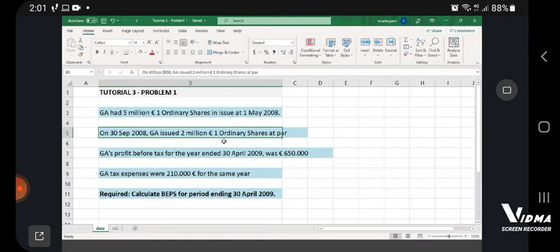We have the profit before taxes for this company. It is 650,000 euro. And we also have the tax expenditure. For the same year, we have to calculate basic earnings per share. Now, I will use the second sheet for representing the solution.